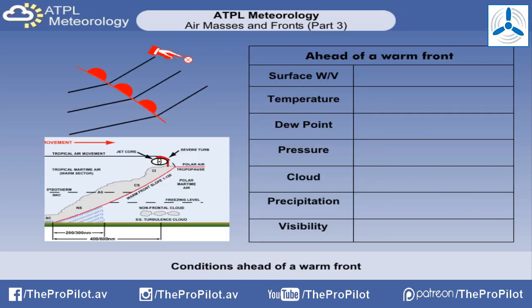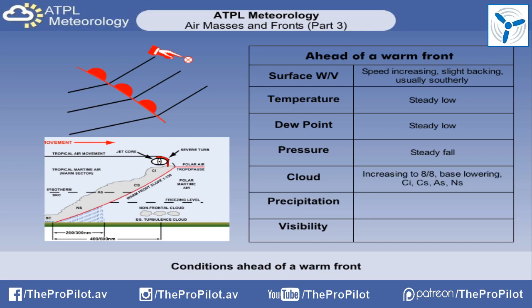Ahead of a warm front, the wind will steadily increase in speed and back slightly. It is often southerly in the northern hemisphere. The temperature will remain fairly steady and is low. The dew point is usually steady and fairly low. The pressure will fall steadily. The cloud will increase and base lower. Precipitation will set in, becoming persistent and moderate in intensity. The visibility will reduce to poor.